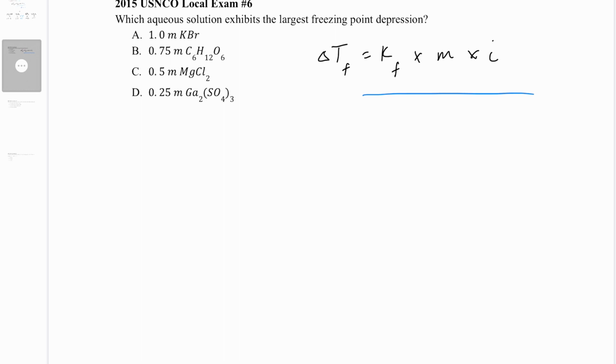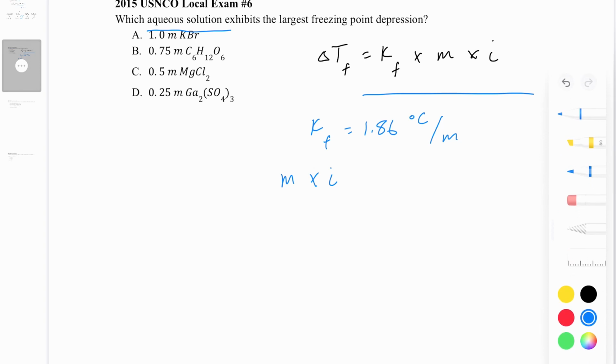Which one of these is going to stay the same? Well, we know that we have an aqueous solution again, so KF is going to be 1.86 degrees Celsius per molality. All these answer choices are going to have the same KF value. What we're really looking at is which of these answer choices maximizes the value of the molality times the Van 't Hoff factor. So let's go through our answer choices.